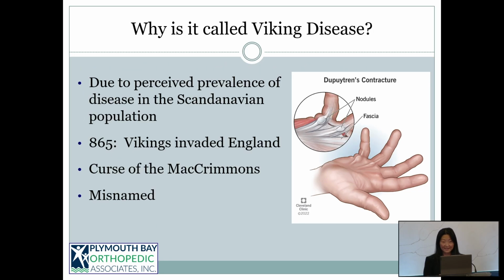So why is it called Viking disease? Initially it was called Viking disease because they found that it was seen mostly in people of Scandinavian descent. And then they noticed it was in people of Northern Europe. And they thought this is because the Vikings came and invaded all of Northern Europe. In 865, they came into England. So in Scotland, they called it the Curse of the Macrimans, where the fingers bent down and they weren't able to play the bagpipes. But it's actually misnamed.